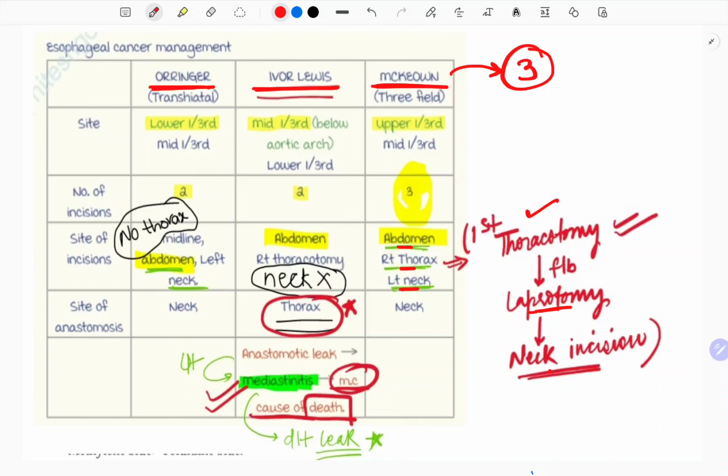But in the Orringer's, which is also known as the transhiatal approach, incision is only made in the abdomen and neck, and no incision is made in the thorax. That is, no thoracotomy is done. So the anastomosis done here is in the neck. Similarly, in the Ivor Lewis, 2 incisions are done, one in the abdomen and one for the posterolateral right thoracotomy. No incision here is done in the neck, so the anastomotic site will be the thorax. Now, for all 3, the most common cause of death would be anastomotic leak leading to mediastinitis. I want all of you to just mug up this table because it is very important.